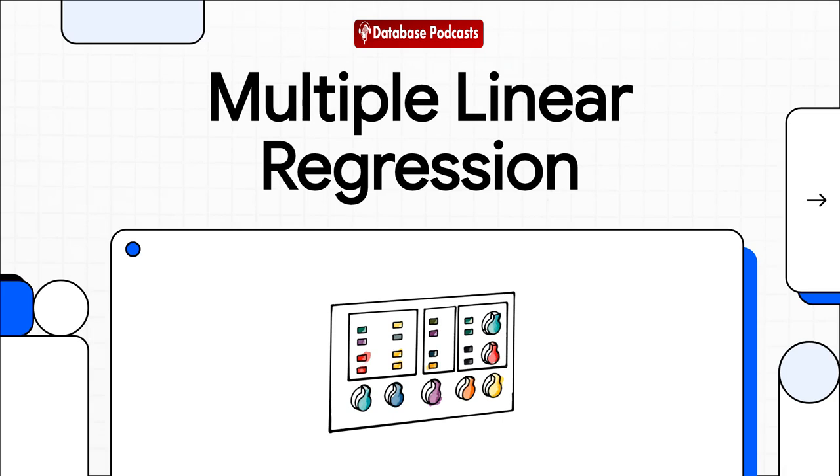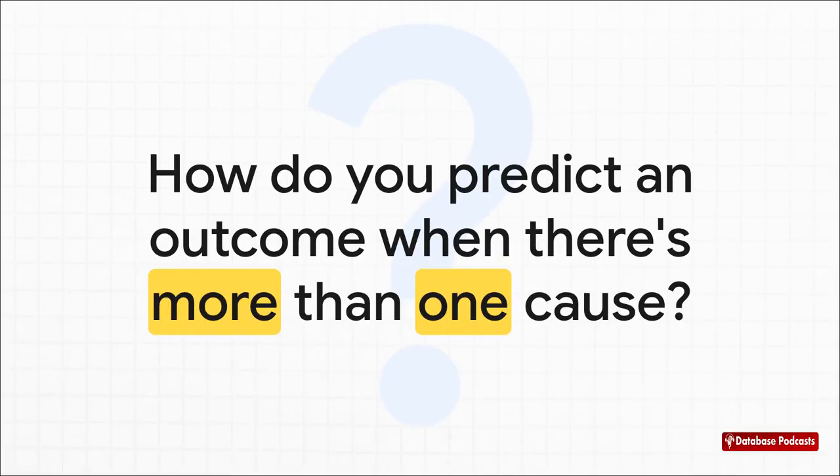Welcome to the Explainer. Today, we're going to level up our understanding of predictive models. We're moving beyond a single cause and effect and into the much more interesting and much more realistic picture of how the world actually works. So let's just dive right in with a big question. How do you predict an outcome when, let's be real, there's almost always more than one thing causing it?